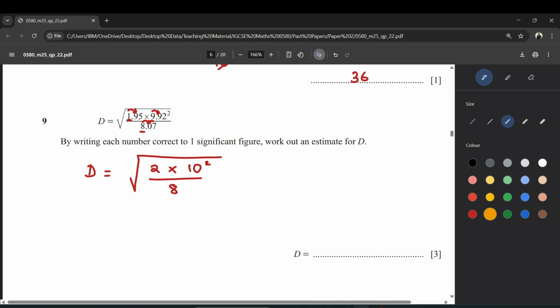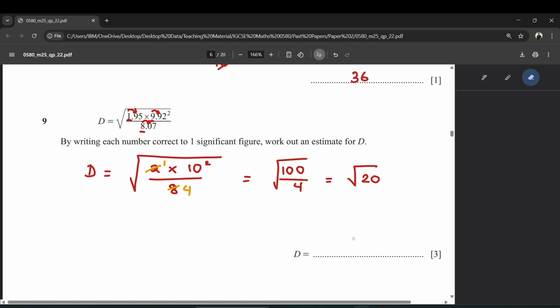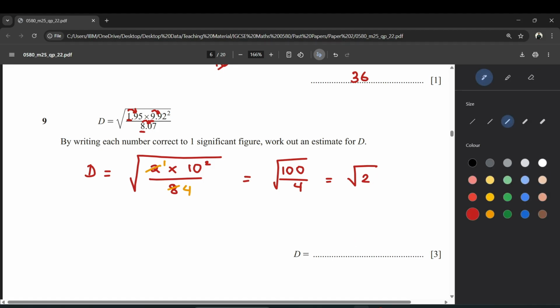Now what we can do is cancel this. So this becomes 1, this becomes 4. 10 squared is 100 divided by 4. 100 divided by 4 gives us root 20. Sorry, my bad. Root 25. And the square root of 25 gives us 5. All right, so 5 is the answer.